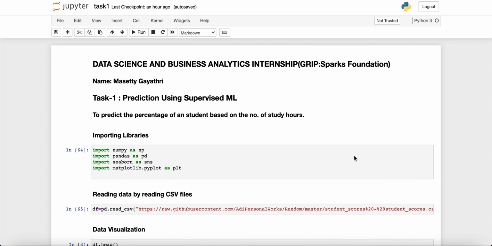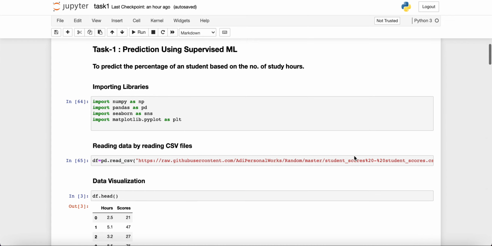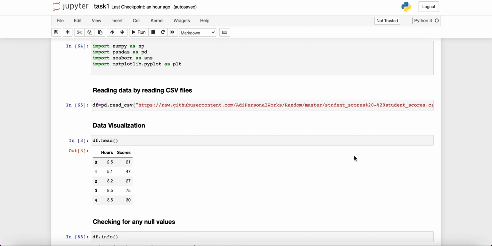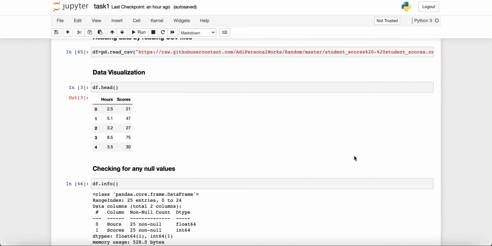This is my first task, that is prediction using supervised machine learning. We need to predict the percentage of a student based on the number of study hours. Initially I imported some libraries which were necessary, such as NumPy and Pandas, and for plots, Seaborn and Matplotlib. I read the data using the CSV file which was given to me, and then did my data visualization.